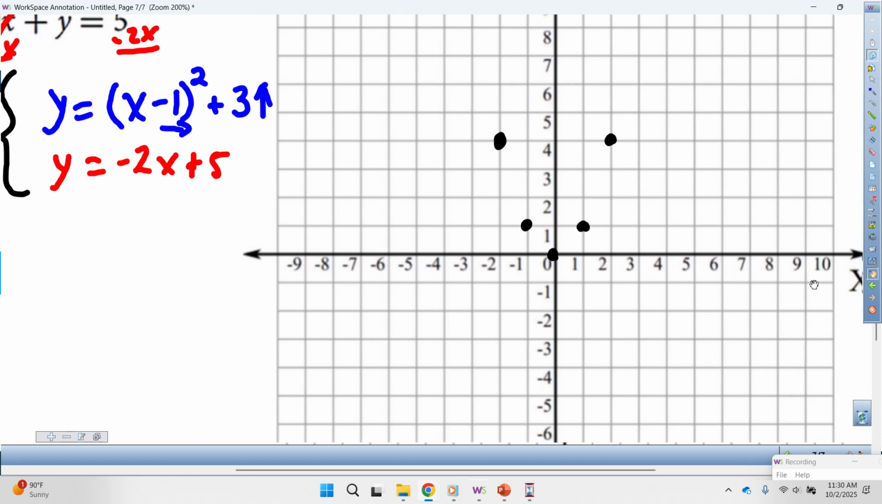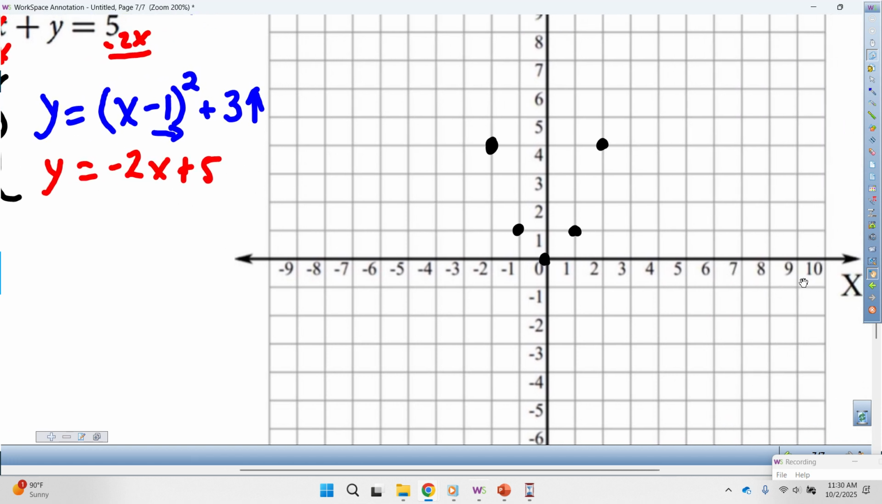Let's move those points 1 to the right and up 3. Here we go. 1 to the right, 1, 2, 3, and plot your point in blue. This one, 1 to the right, 1, 2, 3. This one, and this one, the same: 1 to the right, 1, 2, 3.